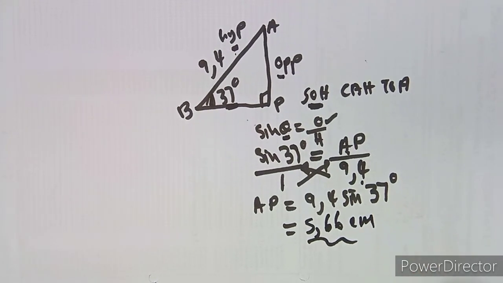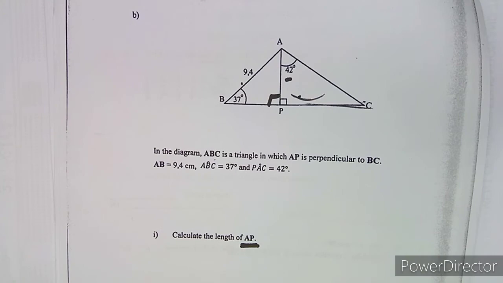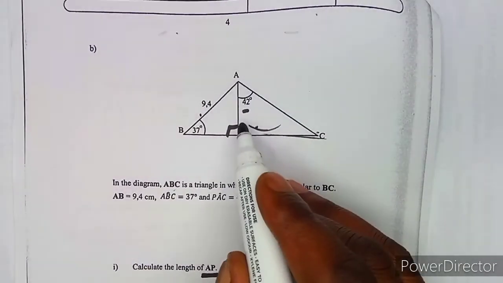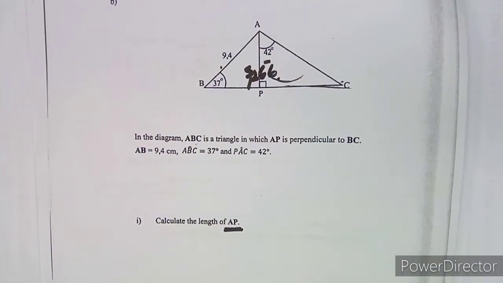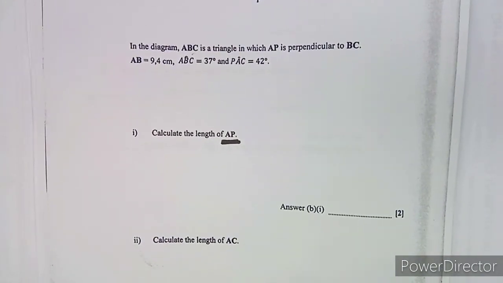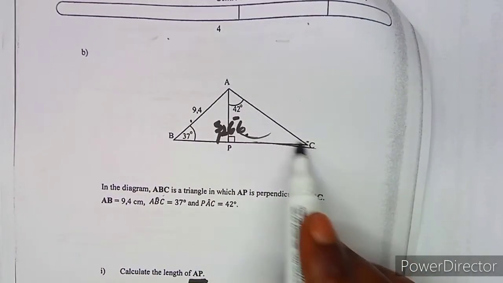So that is the length of AP, which is from the given dimensions here. Our AP is 5.66. So this is 5.66. Okay, let's see what we are given. Another part is to calculate the length of AC. Okay, so AC is this length that we have.